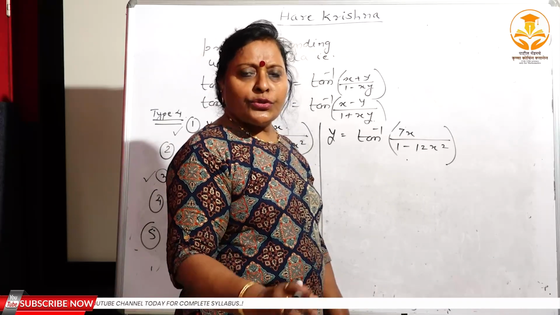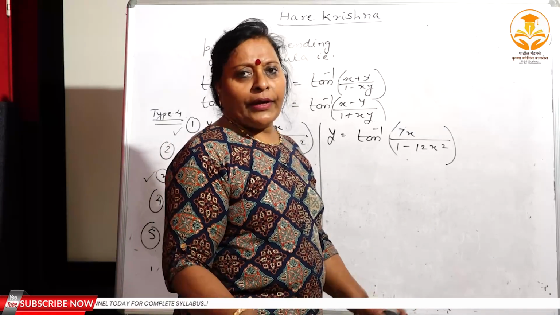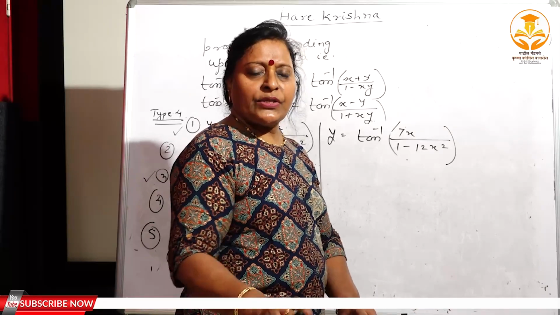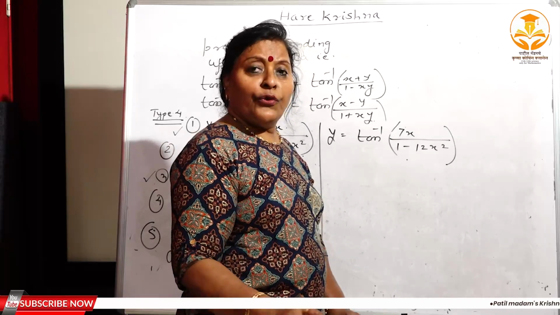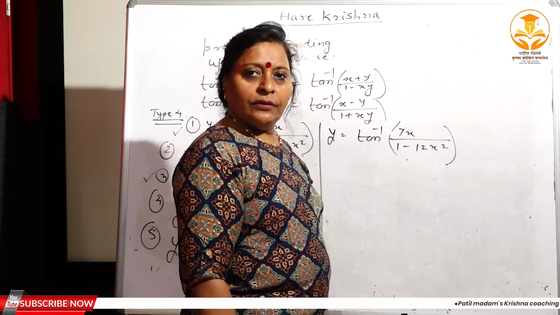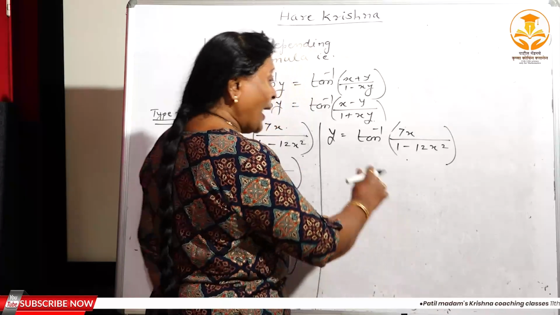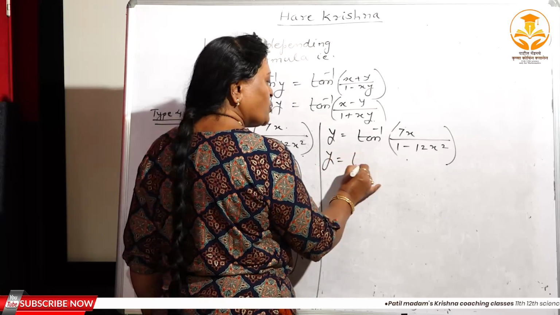Very simple. Which two terms can you consider? 4 and 3, because 4x plus 3x is equal to 7x, and their multiplication, 4 threes are 12, 12x square. In this way you have to adjust the terms. You have to manage the problem.